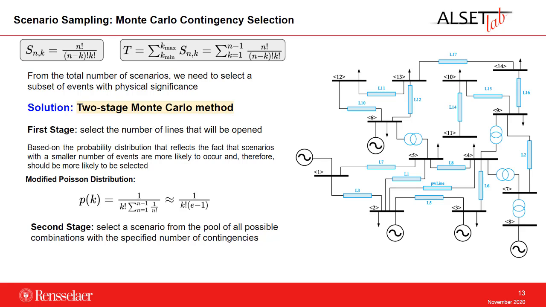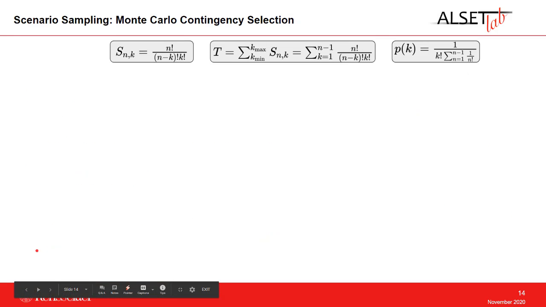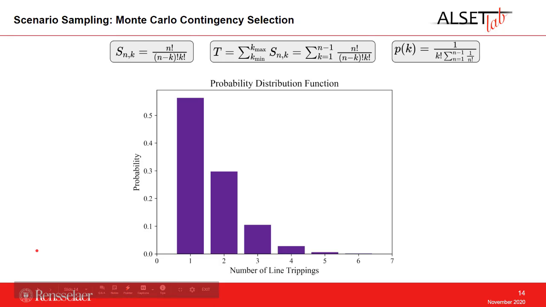to the pool of all contingency scenarios with that number of lines, and we pick randomly 1. So that the probability distribution for the second stage is uniform. And here we have the probability distribution function of the first stage. So this goes well with our intuition that scenarios with a low number of trippings will be selected.